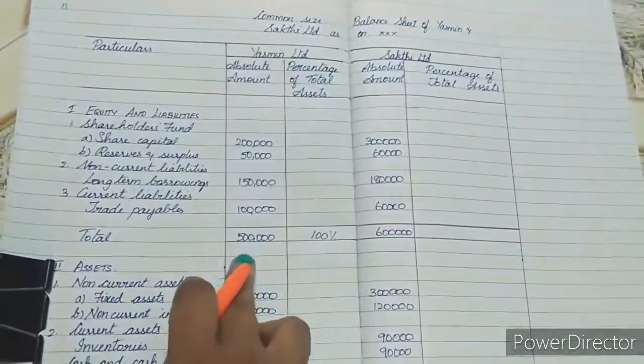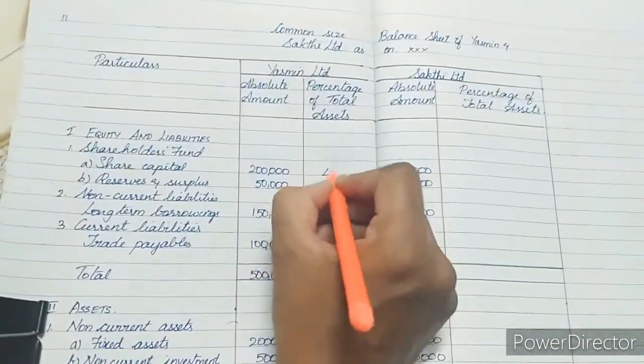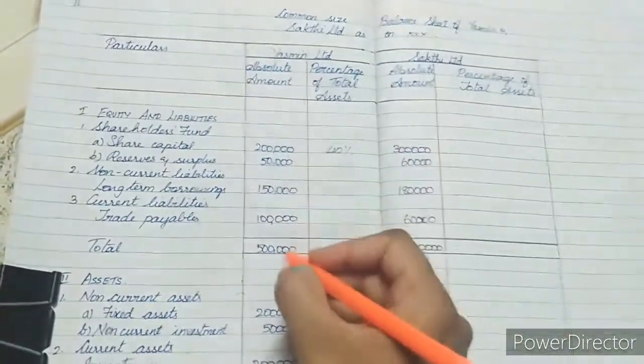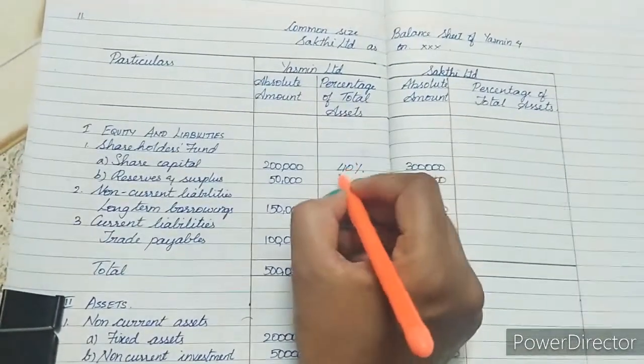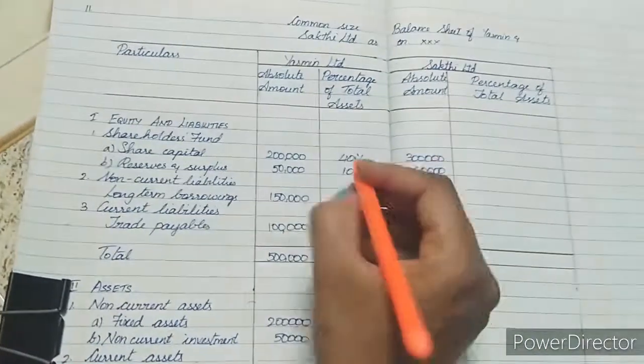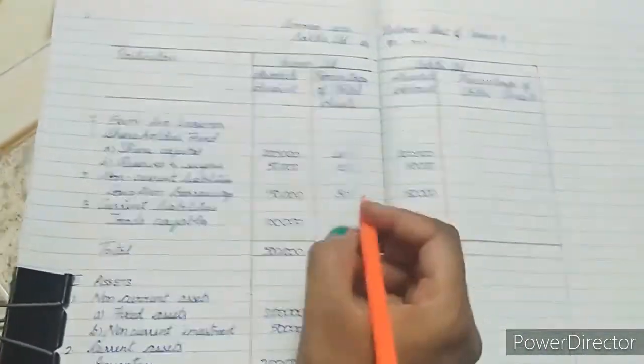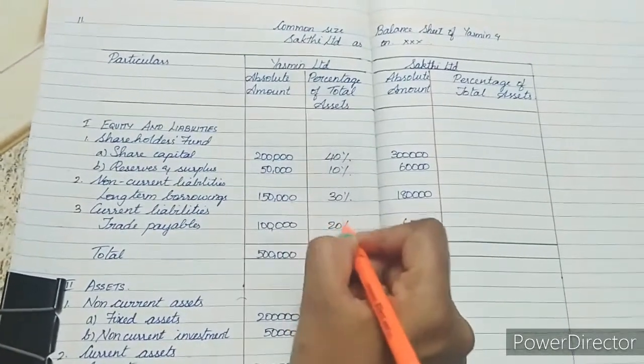So 2 lakh divided by 5 lakh into 100 is going to be 40%. 50,000 divided by 5 lakh into 100 is 10%. 1 lakh 50 divided by 5 lakh into 100 is 30%. 1 lakh divided by 5 lakh into 100 is 20%.